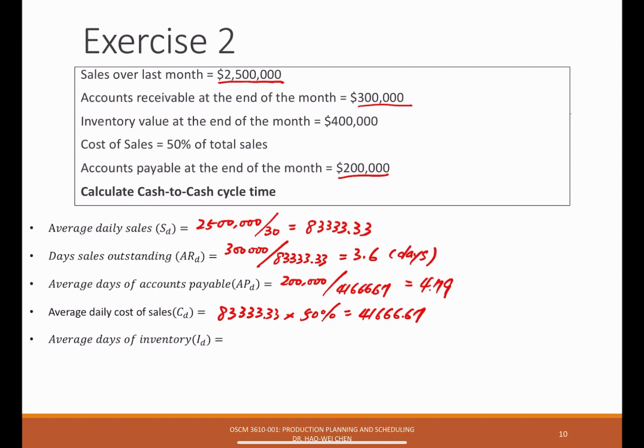Similarly for the inventory, we have 400,000 divided by the cost. That will be roughly equal to 9.5 days. So now the cash-to-cash cycle time will be equal to 9.5 plus 3.6 minus 4.79, and it will be equal to 8.31.